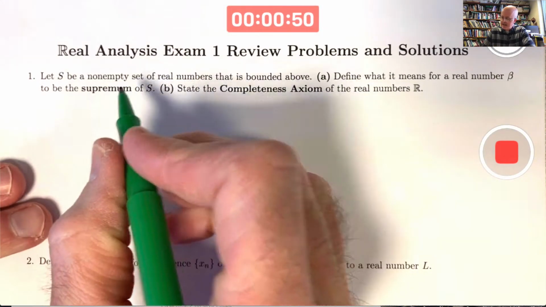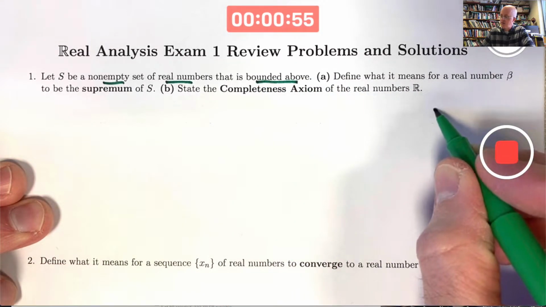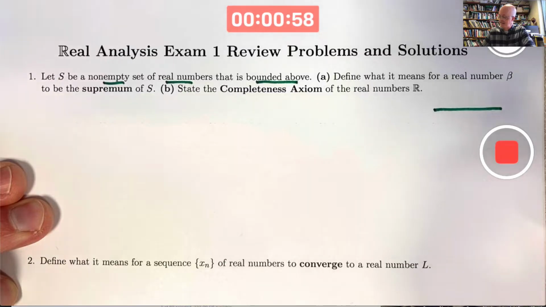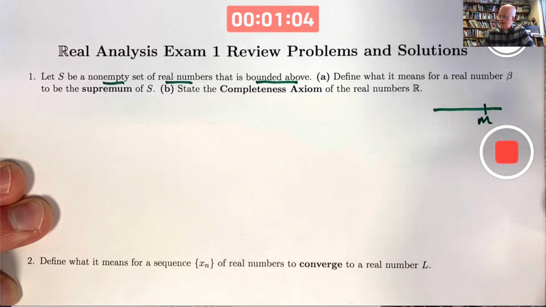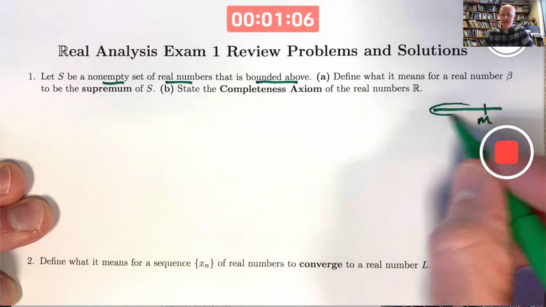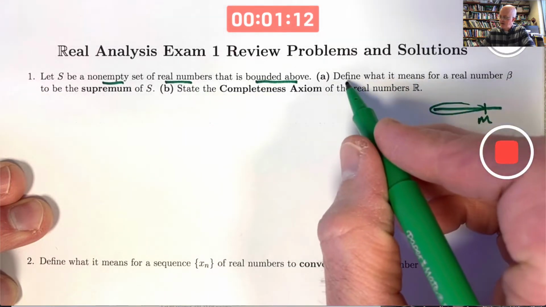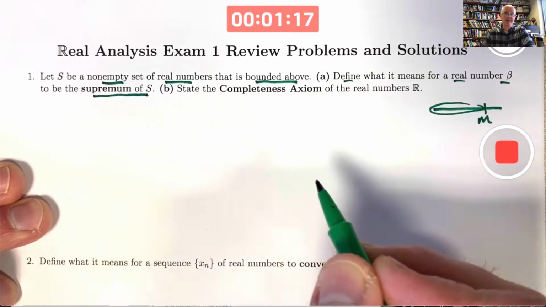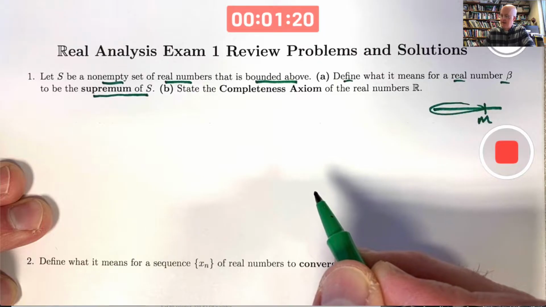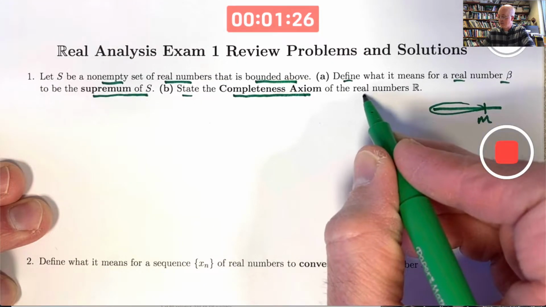So we're going to start with some definitions here. Let S be a non-empty set of real numbers that is bounded above. So on the real number line, there's some upper bound for S. There's some number, call it capital M, say, perhaps really big, such that every element of S is less than or equal to M, to the left of M on the number line. Part A says define what it means for a real number beta to be the supremum of this non-empty set of real numbers that is bounded above. Part B says state the foundational completeness axiom of the real numbers R.